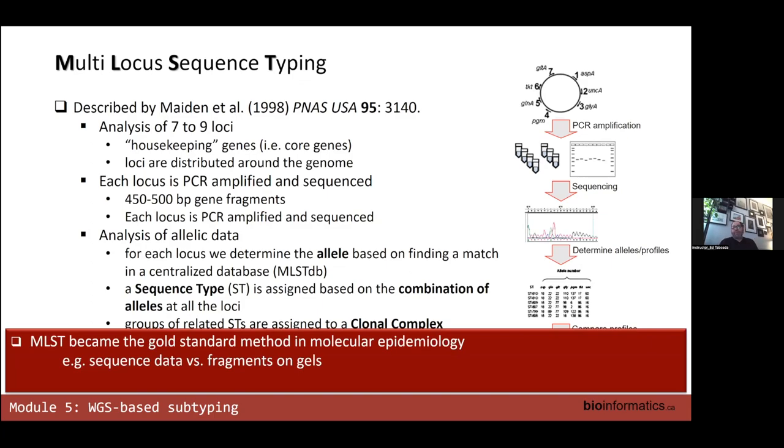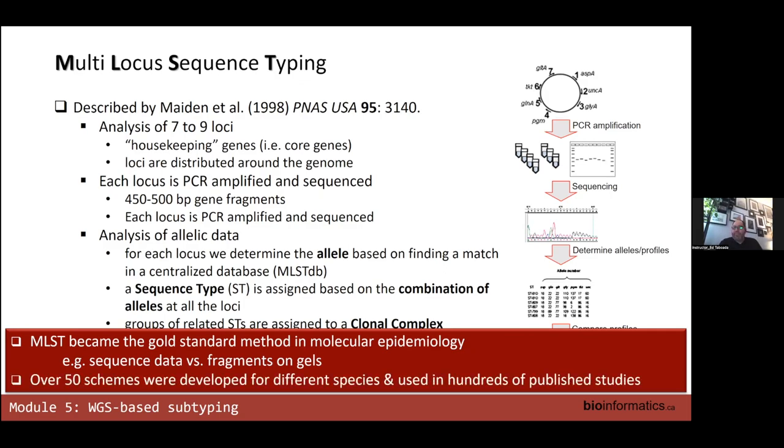So in many respects, MLST became the gold standard for molecular typing and molecular epi, because it supplanted comparing gel fragments with sequence data. I shouldn't oversell it in terms of ambiguities. We know that they occur, but certainly in the context of MLST, with curation and so on, you move from fragments and gels to sequence data, which is a lot more unambiguous. A lot of different schemes were developed for some of the heavy-hitting pathogens, and the methodology has been used in hundreds, if not thousands, of different studies.